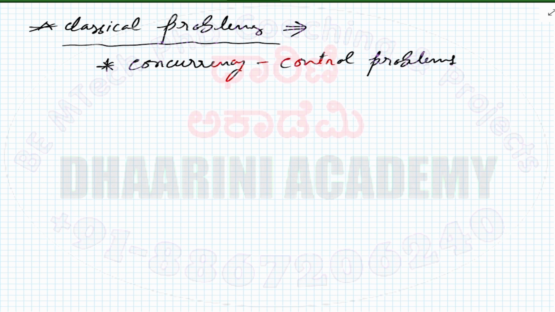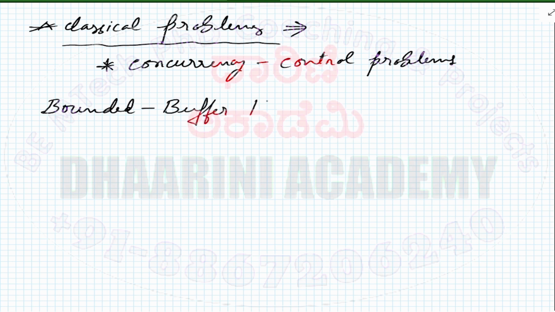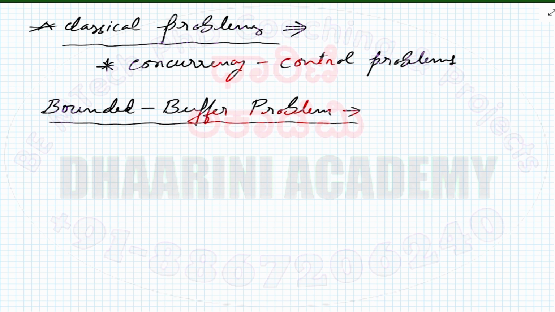The first one is called the bounded buffer. This is the first standard problem. When you say bounded buffer problem, how powerful is a synchronization primitive? If you want to check that, we always go ahead with the bounded buffer problem.